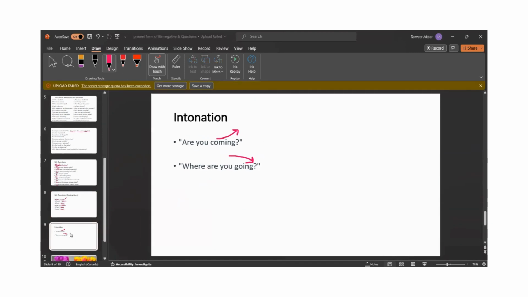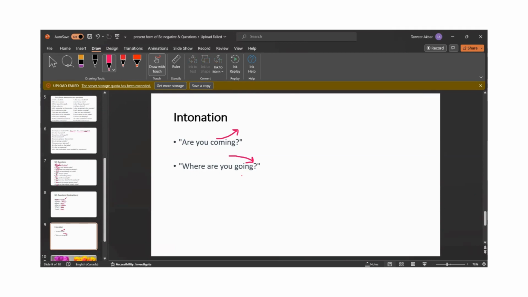Now, intonation patterns. For the yes or no question, the intonation rises at the end of the question. Are you coming? While in WH question, it falls at the end. Where are you going?